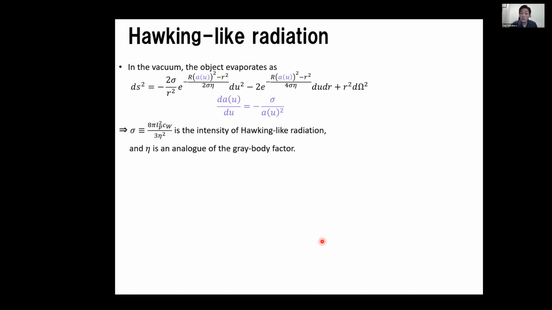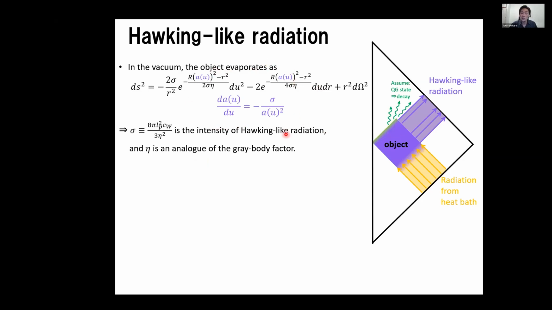Here, I will explain how Hawking-like radiation occurs from this object. First, as I said, in the vacuum region, the object should evaporate like this. If this is true, our sigma means the intensity of Hawking-like radiation, and eta appears here. So if eta is larger and larger, then the intensity is decreasing. This means eta is a logarithm of a gravity factor.